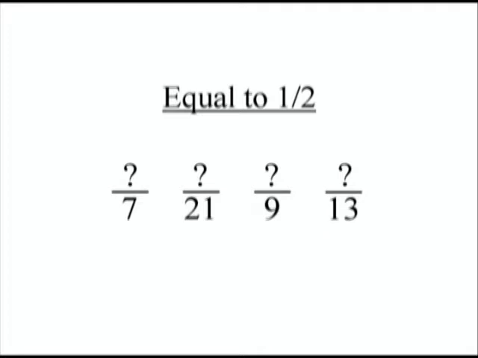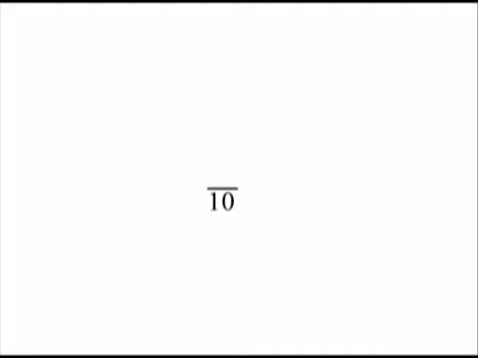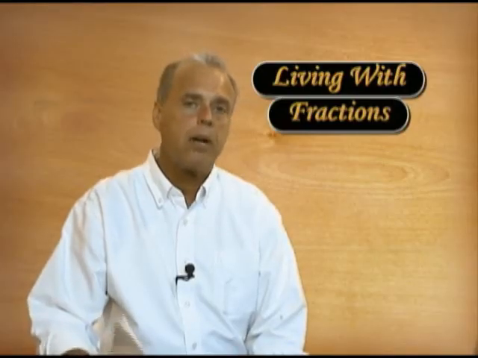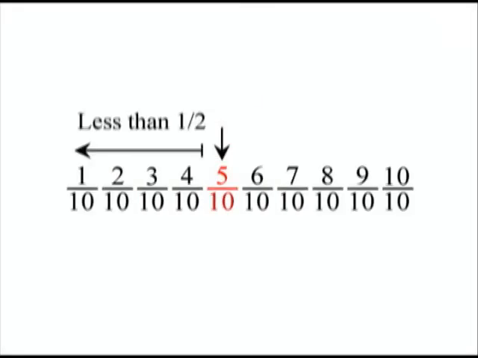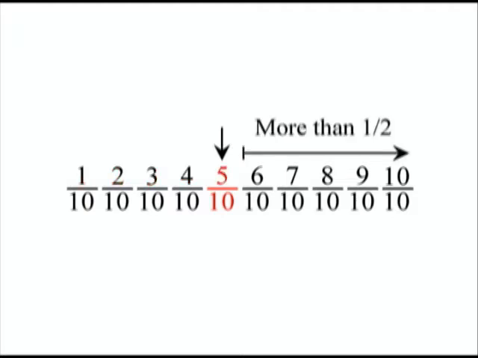But first let me ask you a question. If I have fractional parts that are in tenths, what would the halfway mark be? Well, half of 10 would be 5, so the halfway point in tenths would be 5, or 5/10. Yes, let me list out all the fractional parts of tenths between 0 and 1. It's easy to see that all of these fractional parts are less than 1/2, because the tops of these fractions are all less than the midpoint 5. And all of these fractional parts are greater than 1/2 because the tops of these are all larger than the midpoint 5.